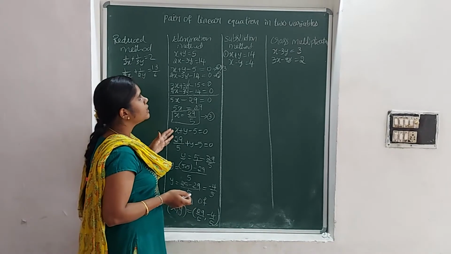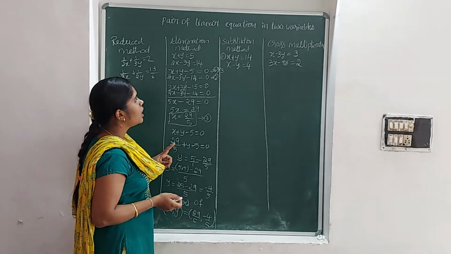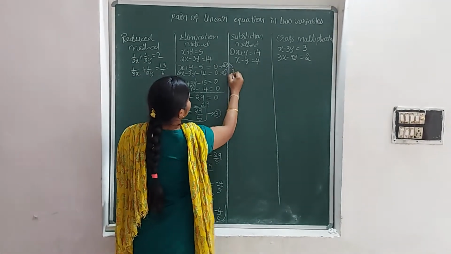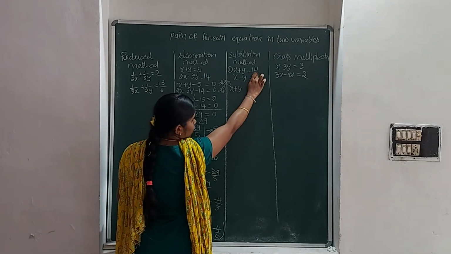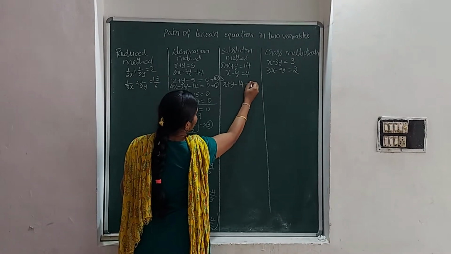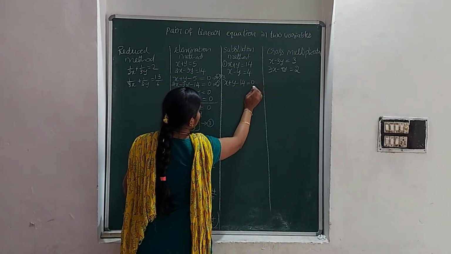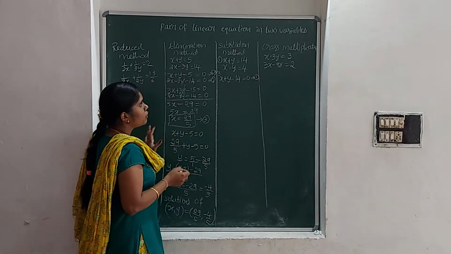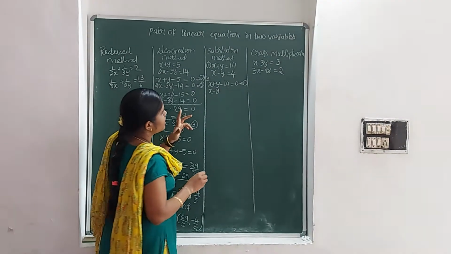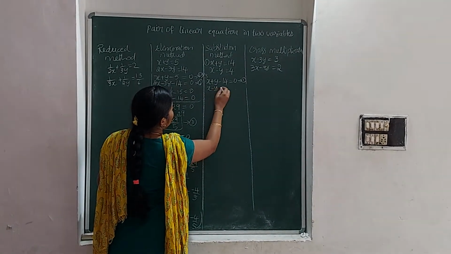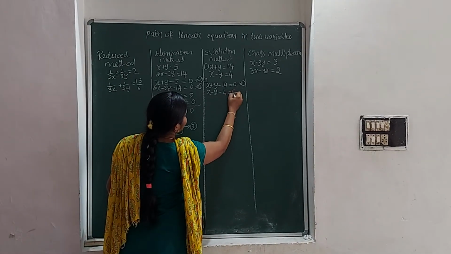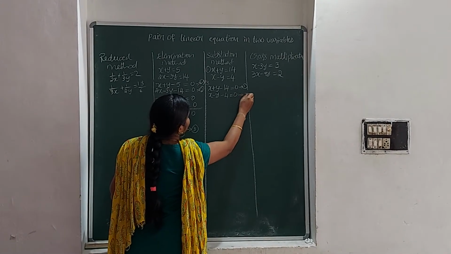This is not in the general form like a1x plus b1y plus c1 is equal to 0. So we have to convert that: x plus y, this constant term 14 we have to take to the left side, so plus 14 becomes minus 14 is equal to 0. This is equation 1. Now the second equation: x minus y as it is, and the constant term 4 on the right side, you can take it to the left side, transpose it, so it becomes minus 4 is equal to 0. So this is equation 2.